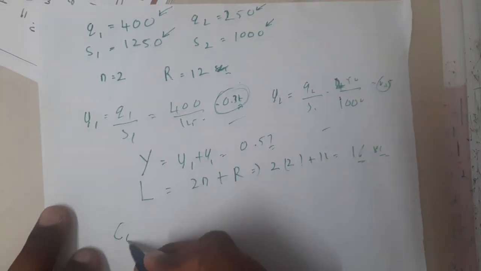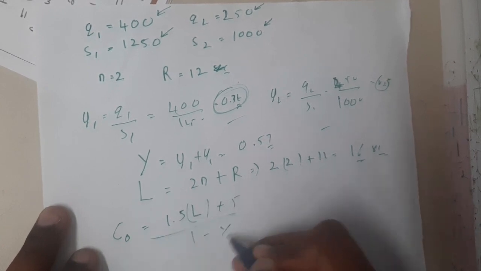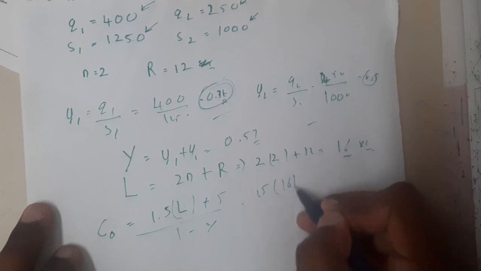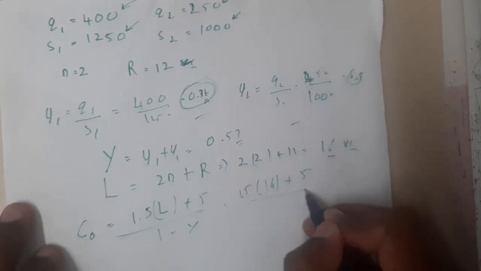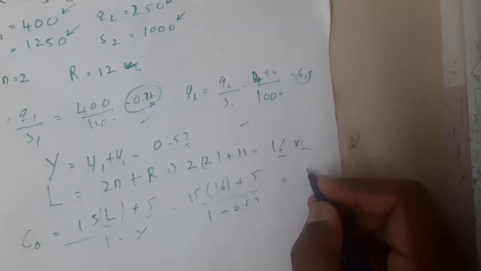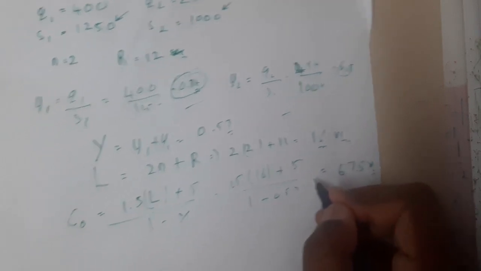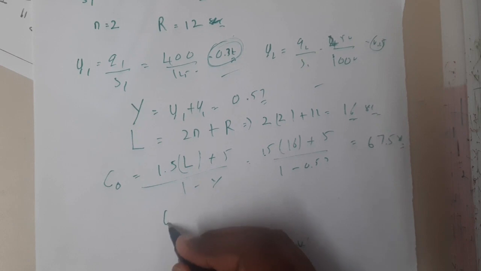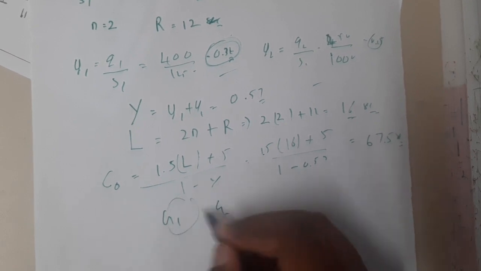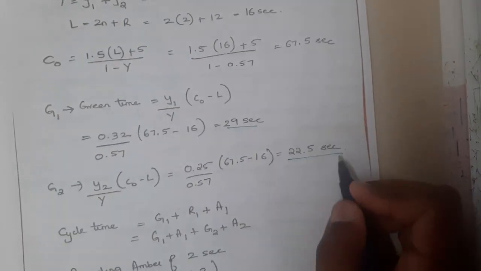Now let us calculate the value of C naught. C naught is nothing but (1.5 L plus 5) by (1 minus Y). By substituting this, we get (1.5 times 16 plus 5) by (1 minus 0.57). By solving this, we get 67.5 seconds. Once we have solved it, you can also calculate the values of green 1 and green 2. Based on the formulas, G1 is this formula and G2 is this formula. If you solve them, we get 29 seconds and 22.5 seconds.